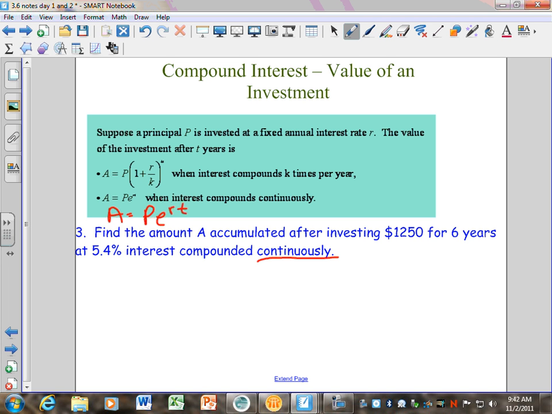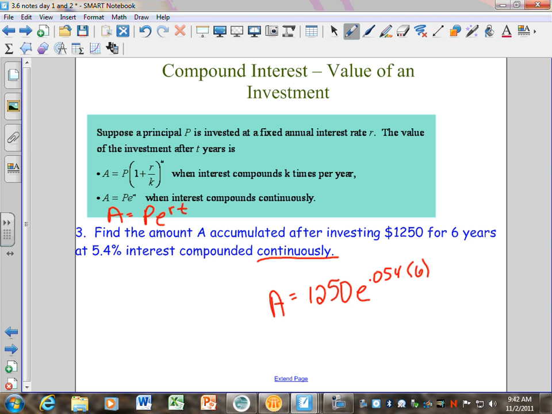Principles, what you start with, R is interest rate, T is the time in years, and you just get to plug that in your calculator. So this would be 1250 times E to the 0.054, right? Make sure you write that as a decimal, times 6 years. And again, check to make sure you're getting the right answer.